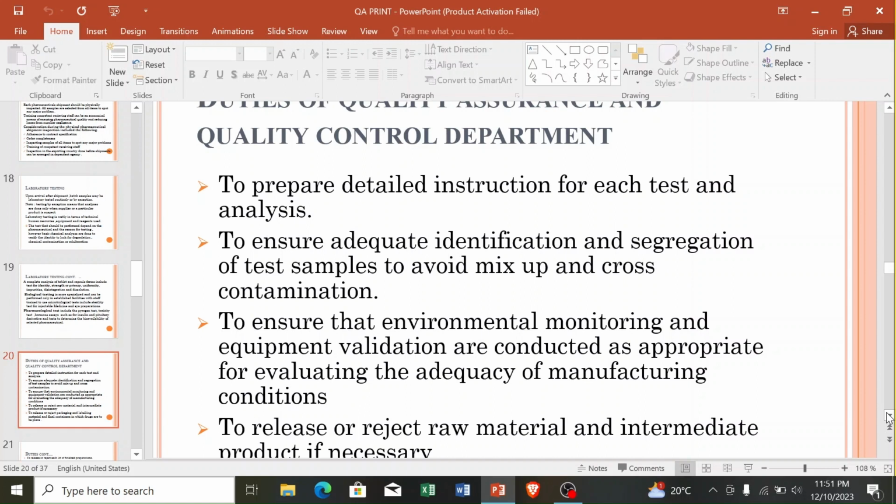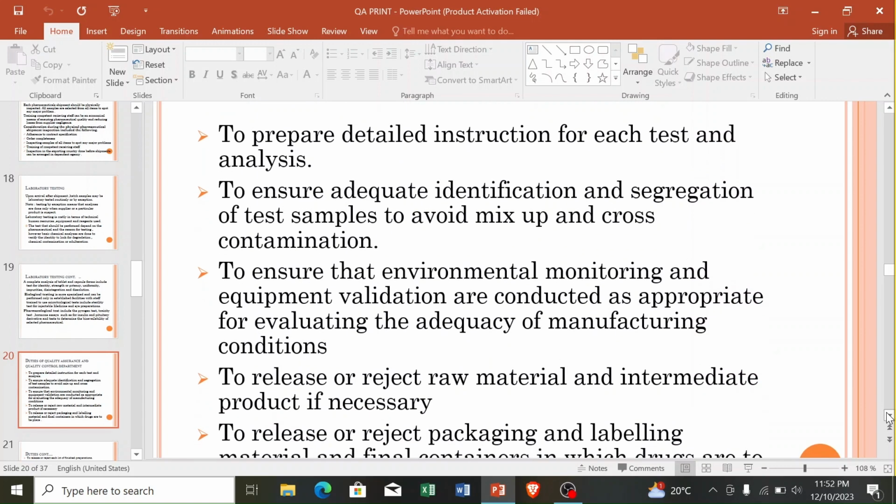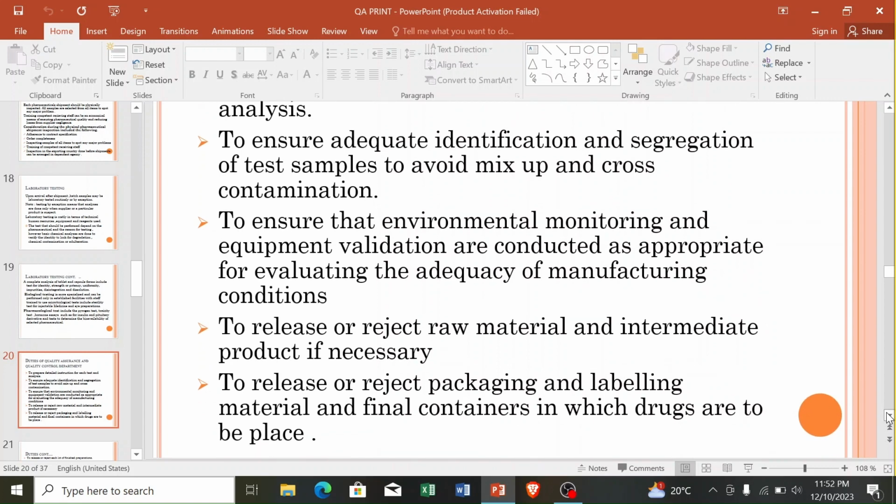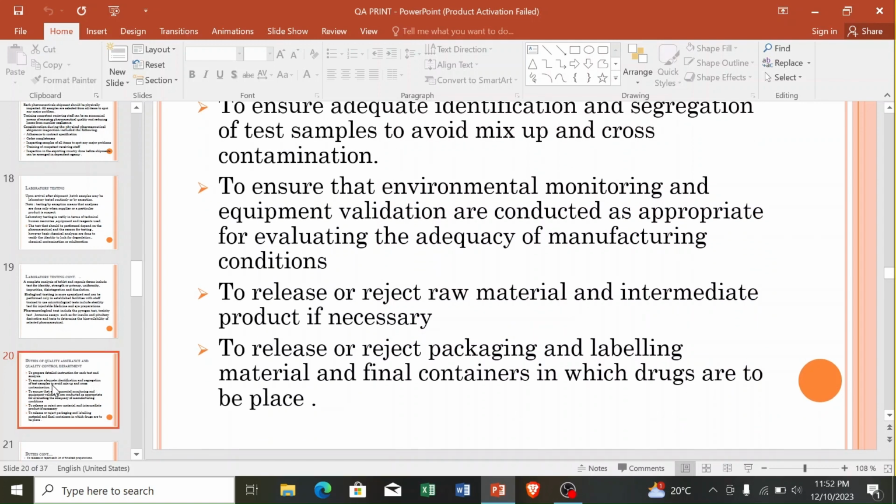Quality assurance is like the father, and then the mother can be like good manufacturing practices, and then the children, the quality control. So not necessarily that, but that can give you an overview of how the whole thing is, or what we expect to know about it. We see here to release or reject raw materials and intermediate product if necessary, and then to release or reject packaging and labeling material, and final containers in which drugs are to be placed.